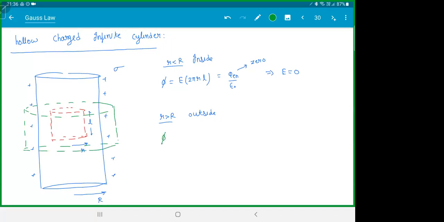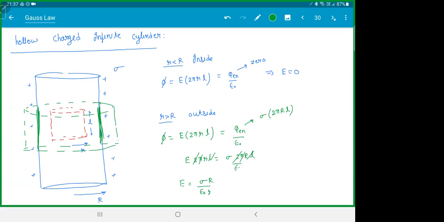The flux will be E into 2 pi R into L. This is equal to Q enclosed by epsilon. Now, what is the charge enclosed? This part, right? Which is sigma into the surface area, 2 pi r into L. So E into 2 pi RL will be sigma into 2 pi RL by epsilon, 2 pi L cancels off. E is equal to sigma R by epsilon into small r.